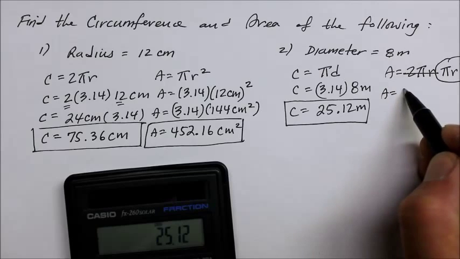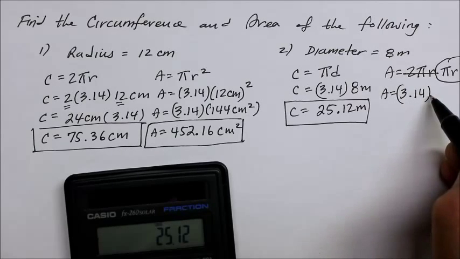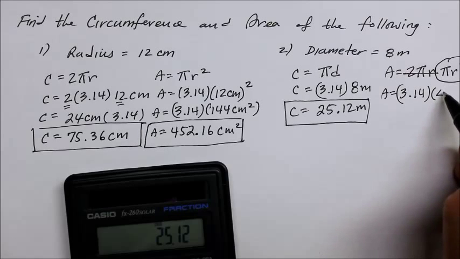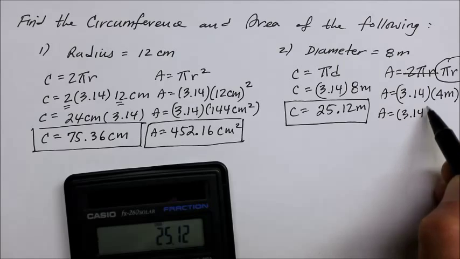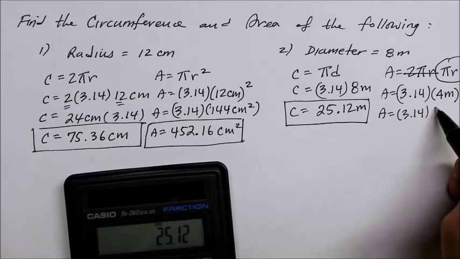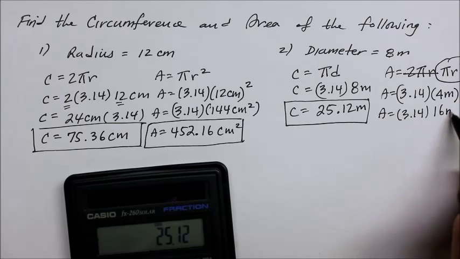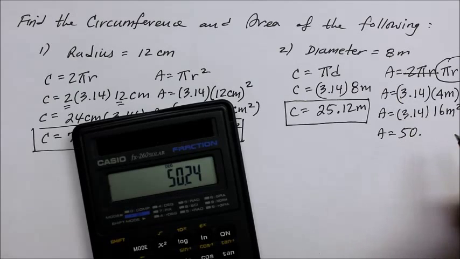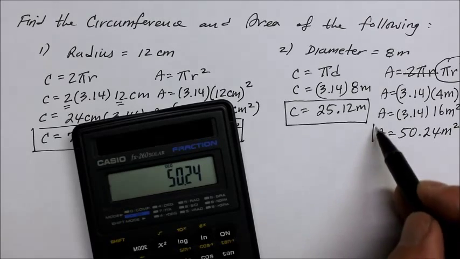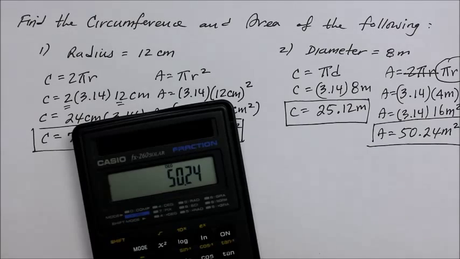So area equals pi, which is 3.14, times the radius, half of this diameter, which is 4 meters, and we have to square that. So A equals 3.14 times 4 times 4, because it's squared, is 16. Meter times another meter is meter squared. Let's take the calculator and evaluate 3.14 times 16. It's going to be 50.24 meter squared this time, because it's the area. Areas are measured in squares. And there you have it.